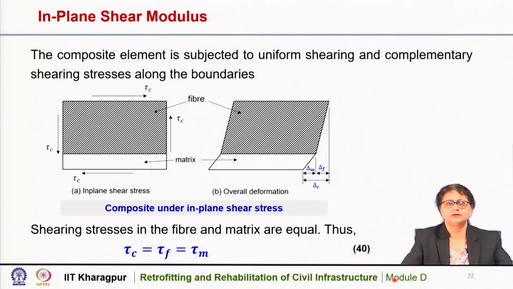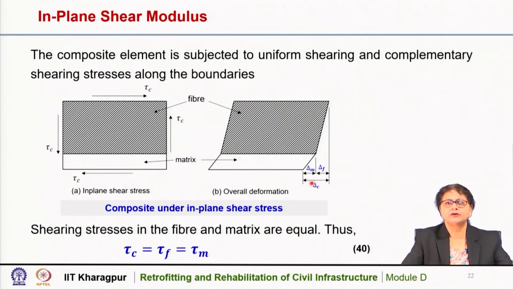Now, we will derive the in-plane shear modulus of the composite. The composite element is subjected to uniform shearing and complementary shearing stresses along the boundaries. So, here this is the composite. Similarly, the two phases are shown separately for idealization. This is the fiber part and this is the matrix part, and it is subjected to shear forces. You can see here shear stresses are shown. Now, with these shear stresses, there is deformation.